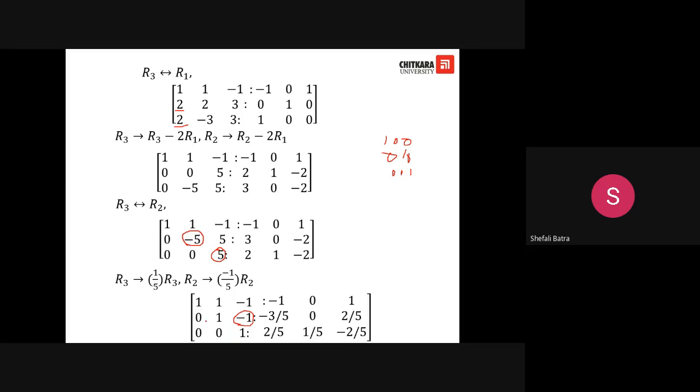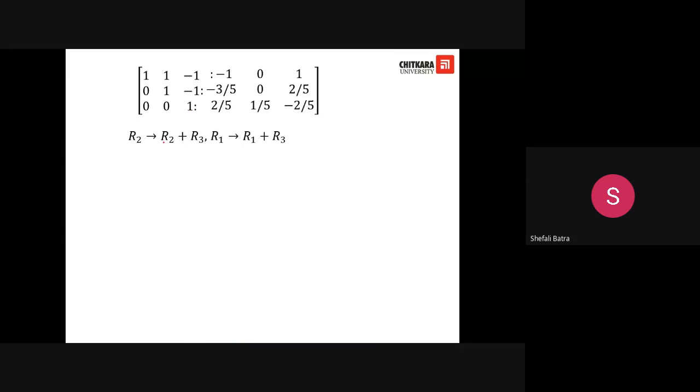And we want it as it is, right? If we use R1 instead of R3, we will spoil these entries. So we can make both these entries 0 with the help of R3. We are at this step. So we are applying R2 implies R2 plus R3, this plus this, and similarly R1 plus R3. After applying these operations, you are at this step.